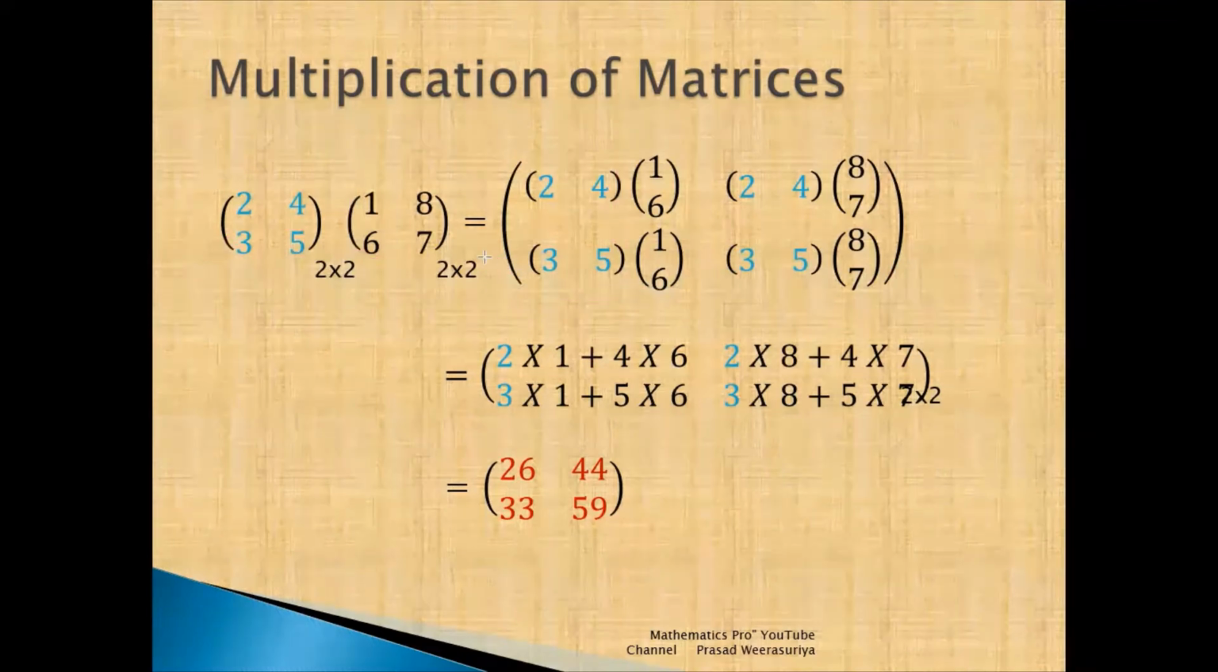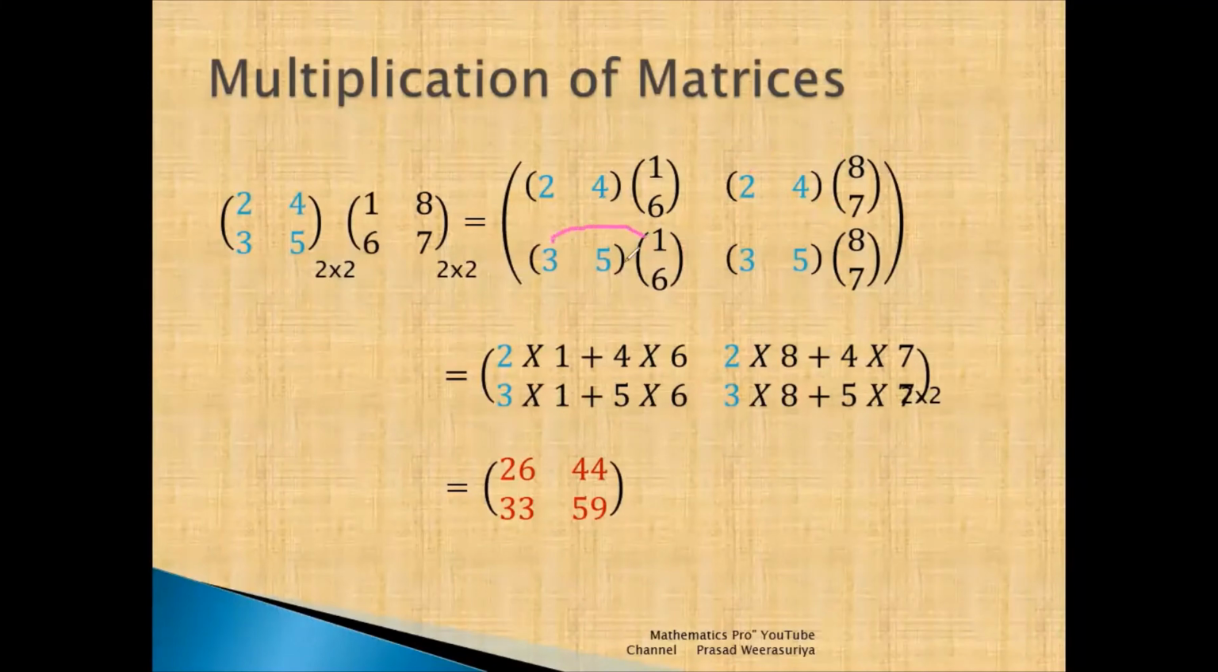In order to get the element in the second row and the second column of the resultant matrix, you should multiply the second row of this and the second column of this matrix in this manner. Let's multiply these two. 2 times 1, 2 times 1, 4 times 6. Here. Let's multiply this one as well. 2 times 8. Here. 4 times 7. Here. Should be added.